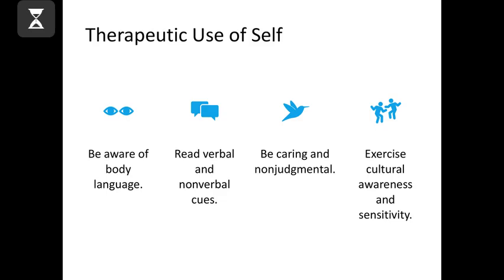And here we're talking about therapeutic use of self, and we want to be able to communicate with the child and the child's family. We want to be aware of our own personal feelings. We want to be able to interact and relate with the families. And how do we do that? Well, we need to be mindful of body language. We want to read verbal cues. We want to be caring and non-judgmental. And we want to exercise cultural sensitivity. And this is very important in our practice.